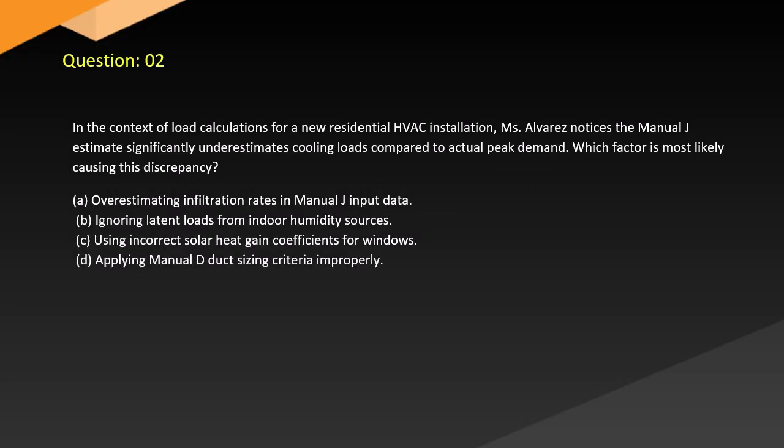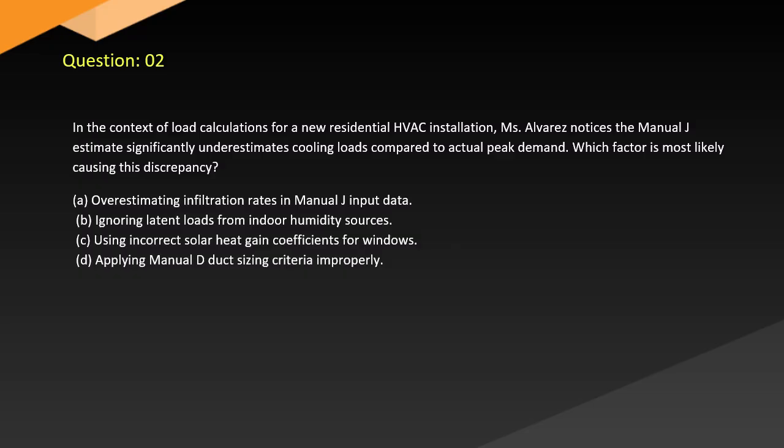Question 2. In the context of load calculations for a new residential HVAC installation, Alvarez notices the Manual J estimate significantly underestimates cooling loads compared to actual peak demand. Which factor is most likely causing this discrepancy?